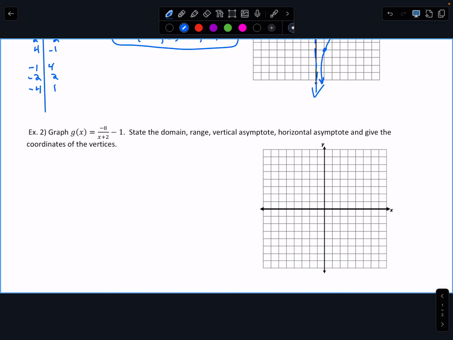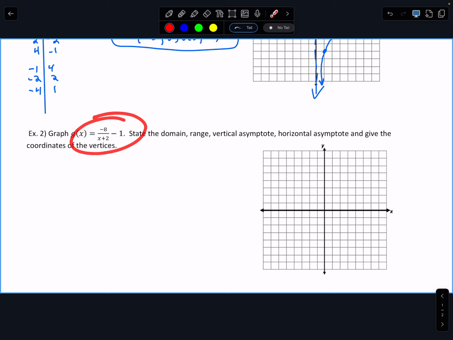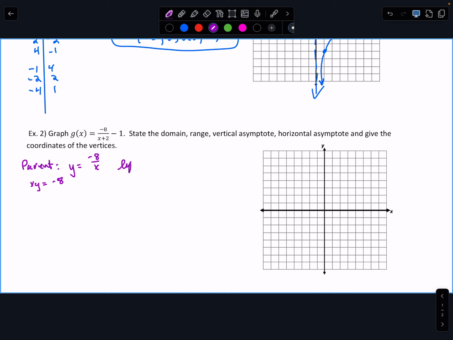This has a translation. When it's in this form, you need 2 tables of values, one for the parent function, and the parent function on this is y equals negative 8 over x. Pairs of numbers that multiply to be 8 are ordered pairs on the parent function. And from the parent function, you're going to be going left 2 and down 1. Because of that x plus 2 in the denominator, you go left 2. And the minus 1 on the outside, you go down 1.